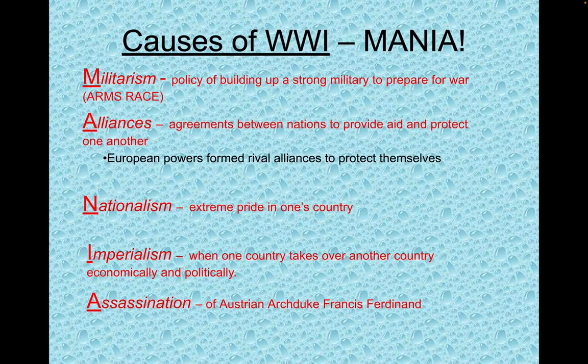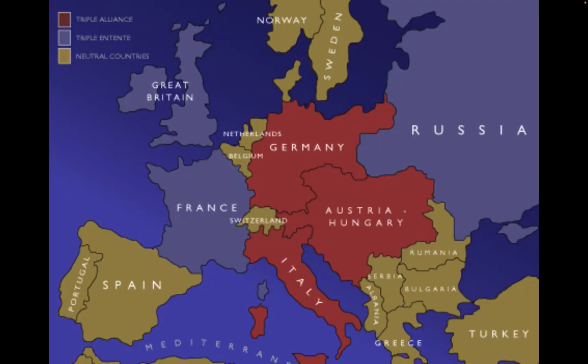The M in MAINIA stands for militarism, which is a policy of building up a strong military to prepare for war, practically an arms race. Alliances are agreements between nations to provide aid and protect one another. European powers formed rival alliances to protect themselves. If we take a look at the map from before the war, we'll see that Europe was split into two main alliances. We had the Triple Alliance here in Central Europe, which was made up of Italy, Austria-Hungary, and Germany. And then we have the Triple Entente, which is Great Britain, France, and Russia, which is the alliance that the United States will eventually join when it enters the war later on.